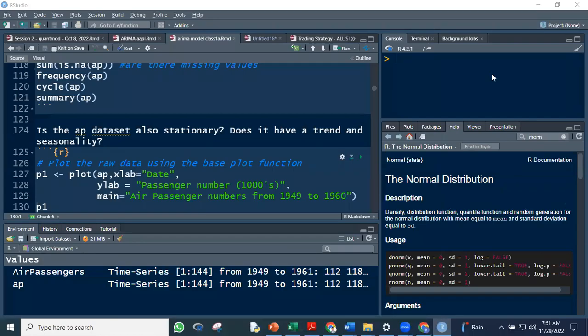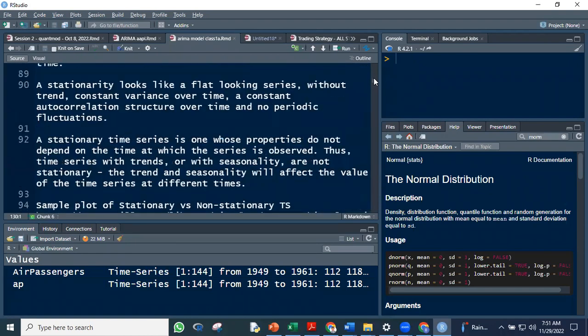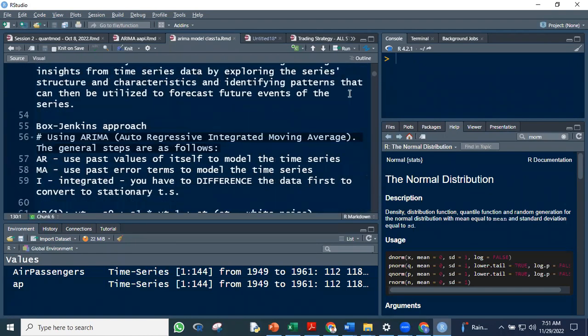Good morning once again. Today we're going to continue our discussion on ARIMA. So let's have a quick review of what we did last time. Okay, this is the file that we used.